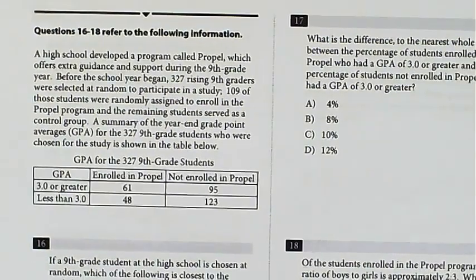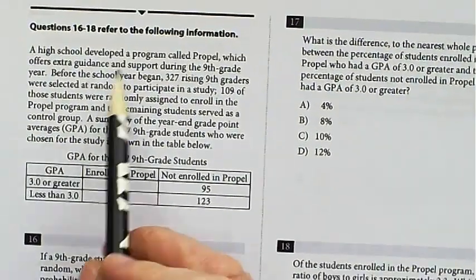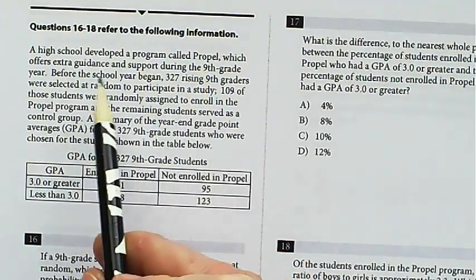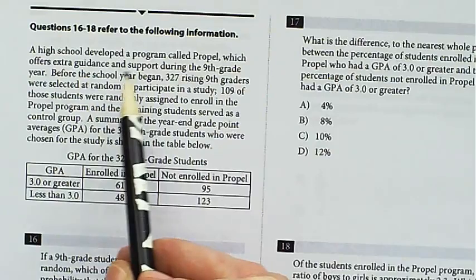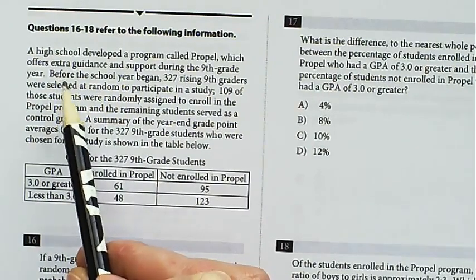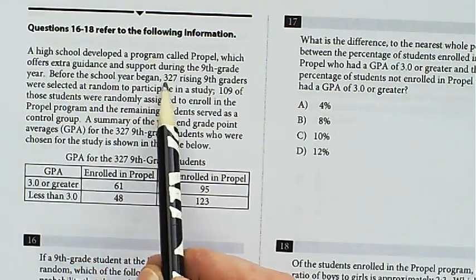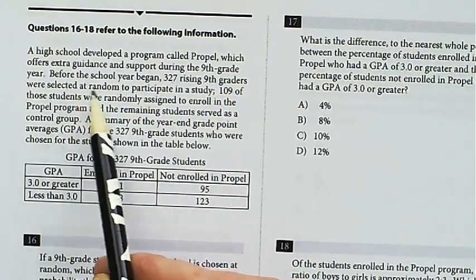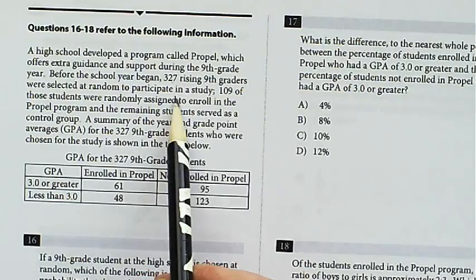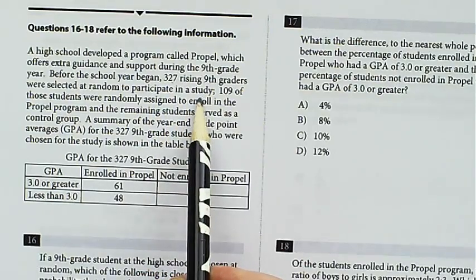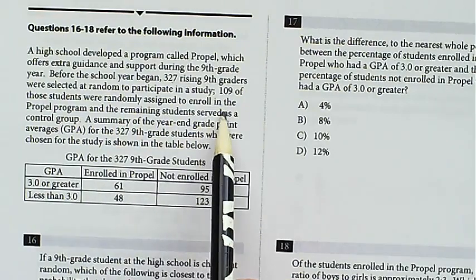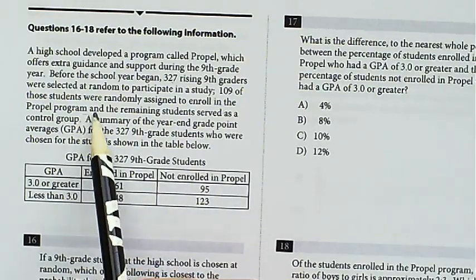Okay, let's look at question 16. A high school developed a program called Propel, which offers extra guidance and support during the 9th grade year. Before the school year began, 327 rising 9th graders were selected at random to participate in a study. 109 of those students were randomly assigned to enroll in the Propel program.